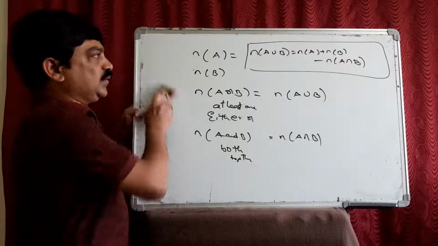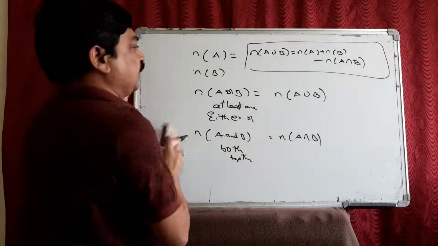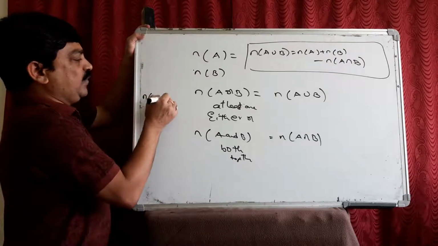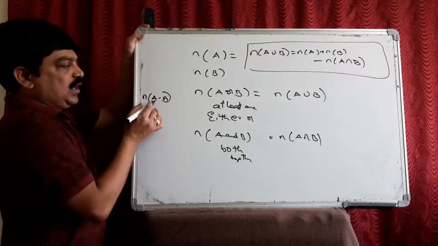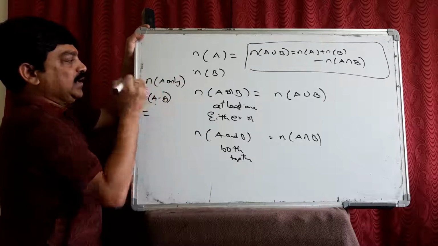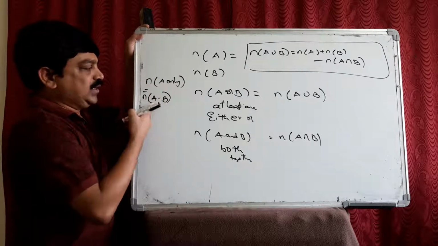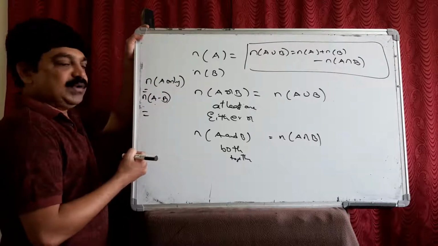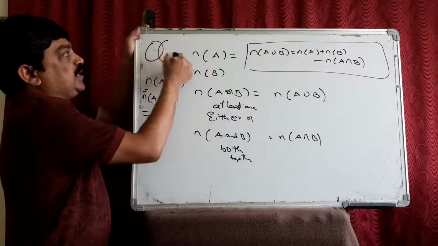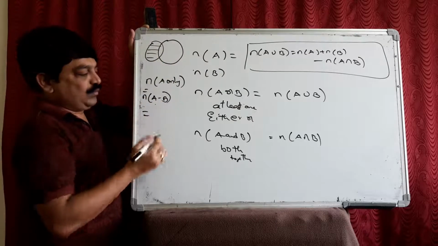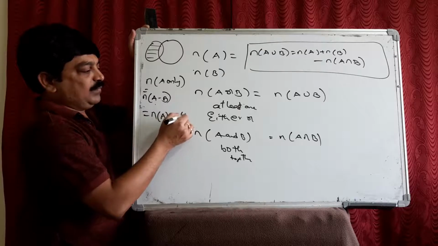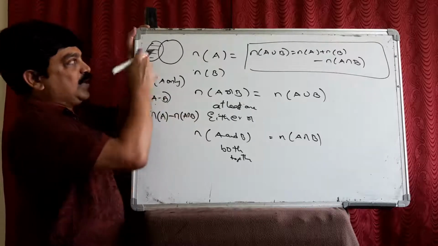And before going to three sets, I'll explain one more thing. Suppose you are asked to find n of A minus B, how will it be asked? It will be asked like this: n of A only. How to find n of A minus B? What we are doing, from n of A, we are removing n of A intersection B. Remove the common elements.